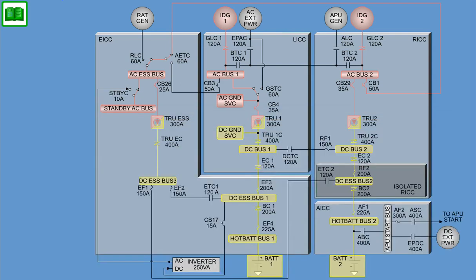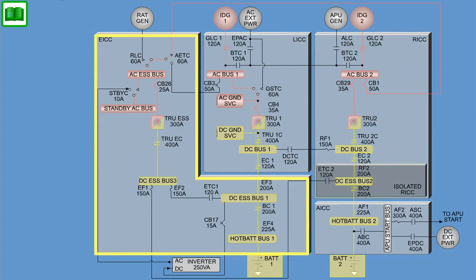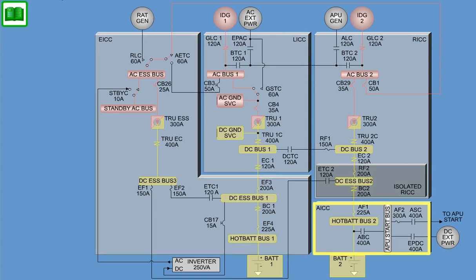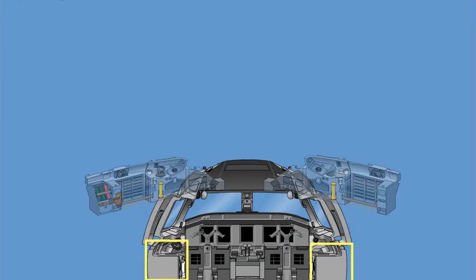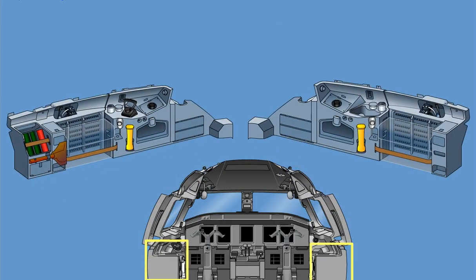The AC and DC circuit breakers are located in the left integrated control center, right integrated control center, and in the Essential Integrated Control Center. On the AICC, only DC circuit breakers are installed. Some fuses are also installed on the front panel of the left, right, and Essential Integrated Control Centers. Additional circuit breakers are located in the flight deck as left and right circuit breakers side panels.